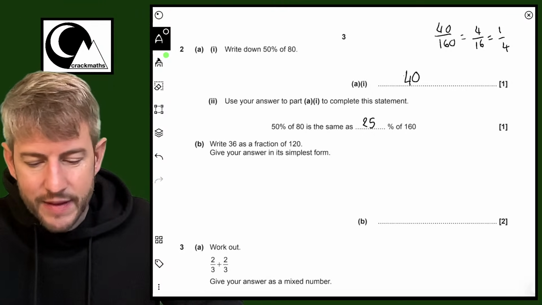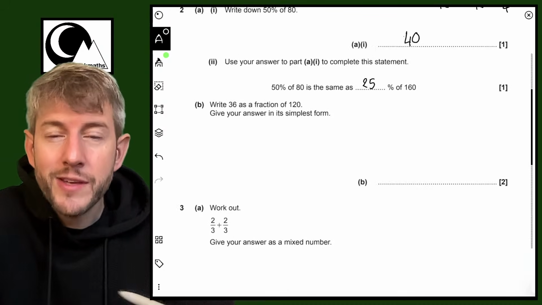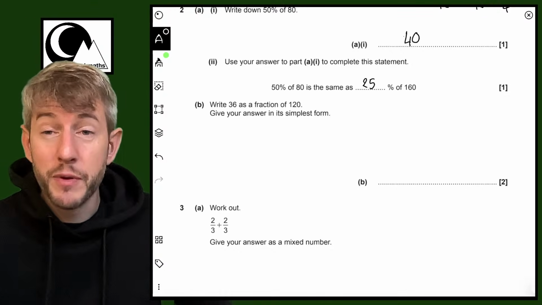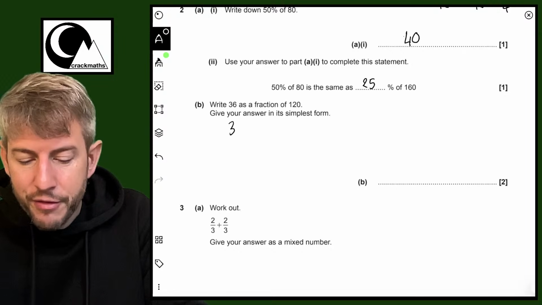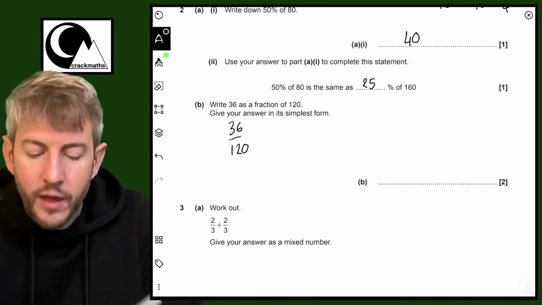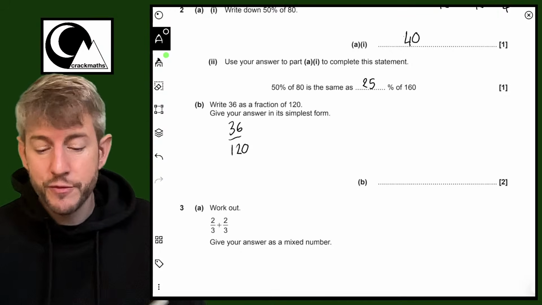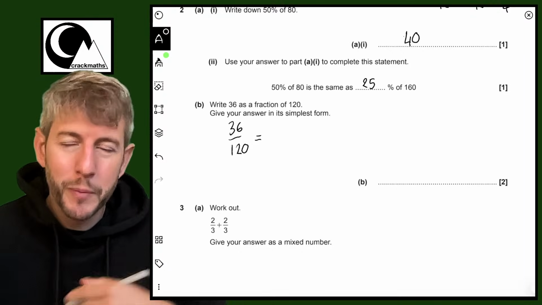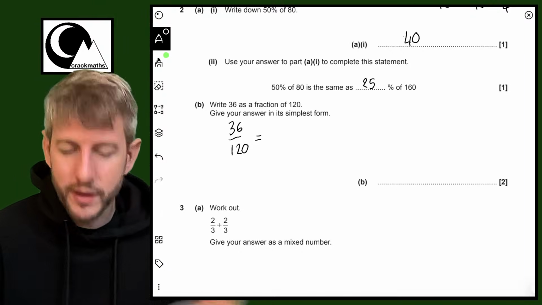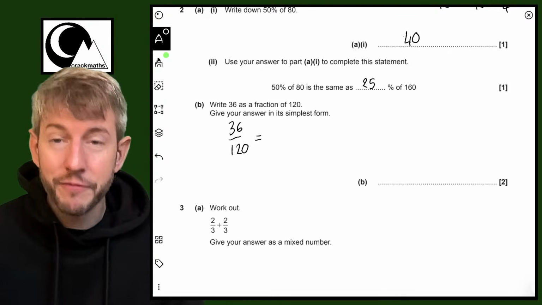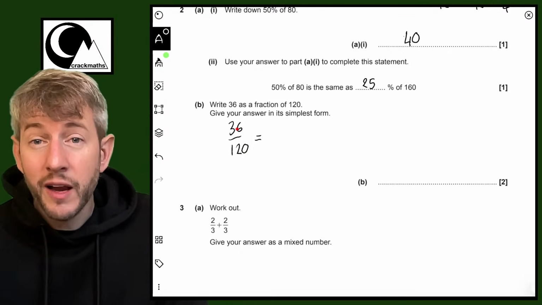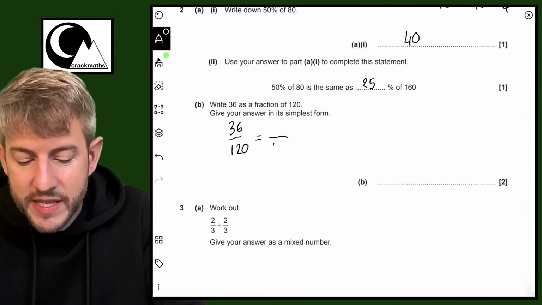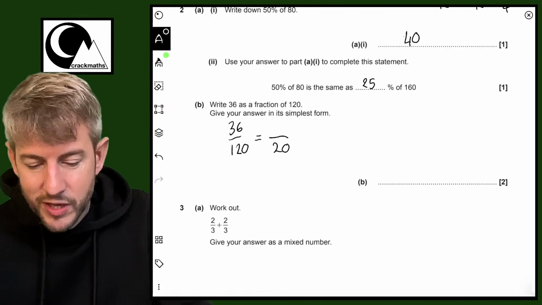Okay, so let's have a look at part B. Part B says, write 36 as a fraction of 120. Give your answer in its simplest form. So this just means simply 36 over 120. But now we have to put it in our simplest form. Now, I always find the easiest way to do this is to keep dividing by the smallest number possible, unless you spot something which really works. Actually, I have spotted something that really works for this one. Both of these are clearly divisible by 6, because I know that 120 divided by 6 is 20. 36 divided by 6 is 6.